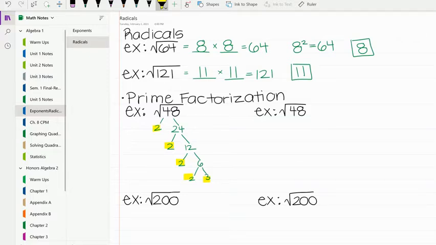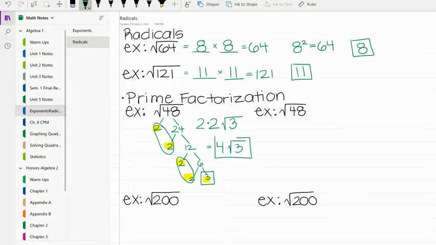So I'm going to just be looking at my prime numbers, and this is the weird, tricky part. What you do is you actually look for pairs. So I have a pair of 2s and a pair of 2s, and then I have this lonely 3. Because I have a pair of 2s, I'm going to do 2 for the pair of 2s, and then 2 for the pair of 2s, and then whatever is lonely stays inside the square root. So my final answer would be 4 root 3. One trick I usually tell my students is the number that's by itself is lonely, so it stays inside because it has no friends, right?